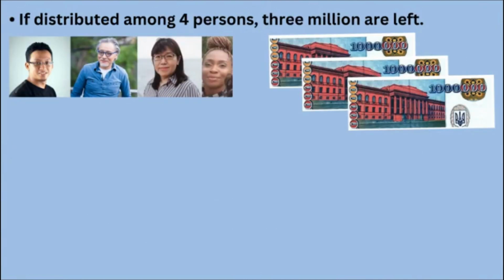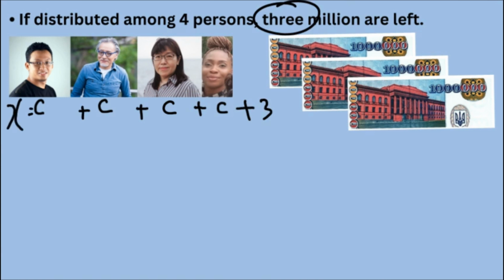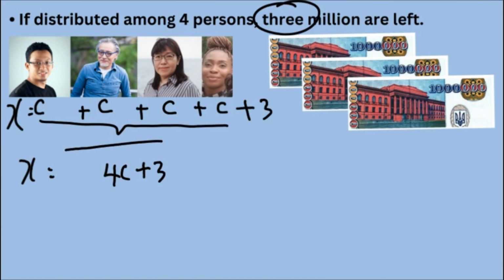So in the picture you see 4 persons. Say the first one gets C. So immediately the other 3 also get the same. C plus C plus C plus C is 4C and 3 millions are left, so plus 3. So altogether you have so many millions being given away by Mr. Ray. So X is equal to 4C plus 3. Meaning when you divide the value of x by 4, you get a remainder of 3.